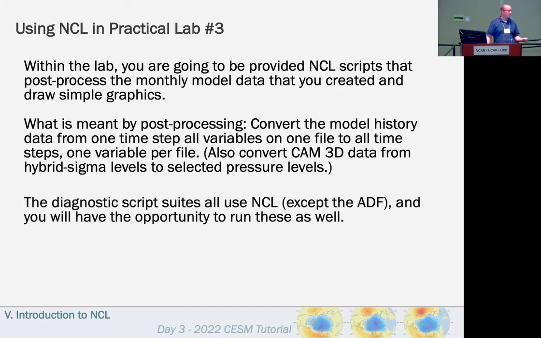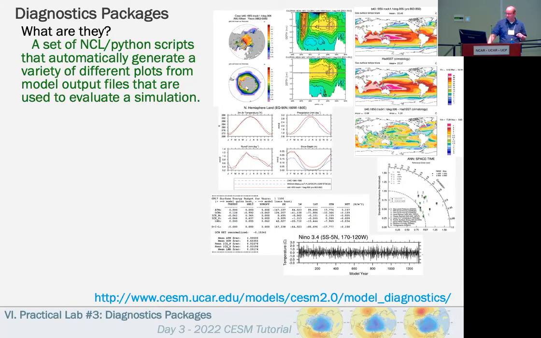They all use NCL except for one, which is optional, which is the ADF, a new diagnostic package which is Python only, which you also run. And again, as I showed already from that web page, essentially these are all scripts that do the post-processing and then generate a bunch of plots like this: contour maps and polar projections and seasonal cycles and Taylor diagrams and time series.